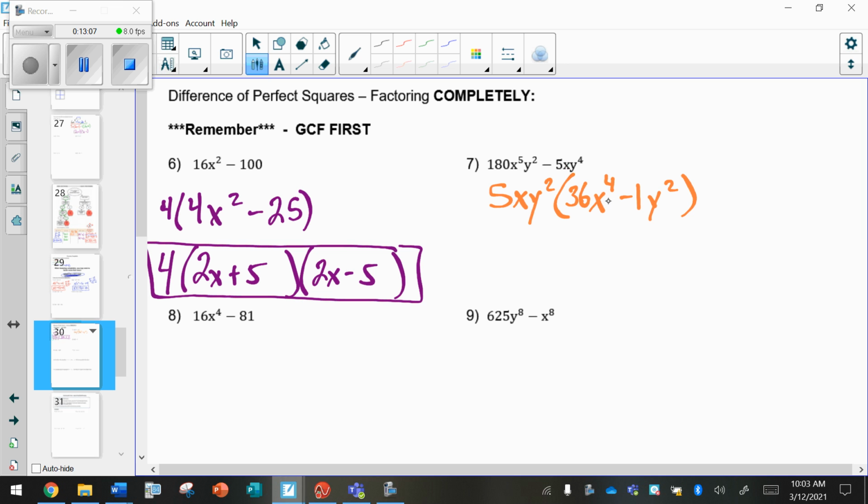Now, what's left over in my parentheses is the difference of two perfect squares. So 36x to the fourth splits into 6x squared and 6x squared, while negative 1 y squared, or just y squared, splits into plus y minus y.